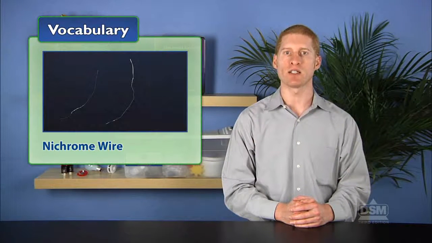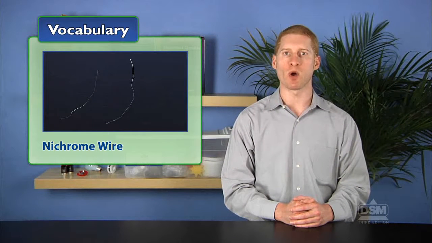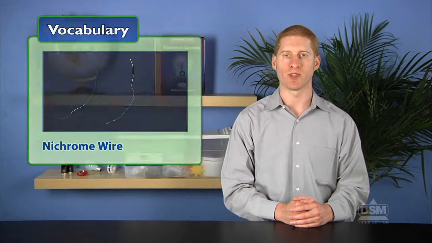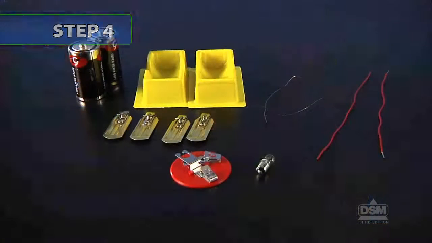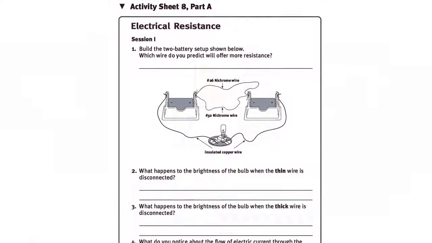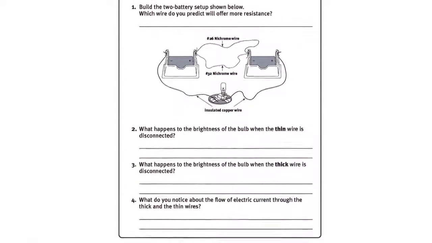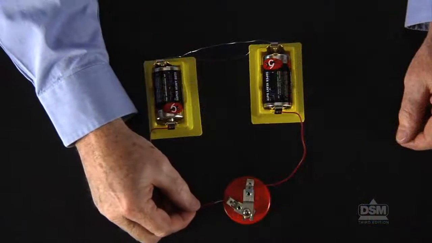Explain that nichrome wire is a special type of wire made of nickel and chromium that is used in many small kitchen appliances. Next, distribute the materials to each team and a copy of Activity Sheet 8, Part A, to each student. Allow students time to inspect the 2 pieces of nichrome wire. Then, instruct students to construct their tester. Make sure that they connect the 2 nichrome wires between the batteries and use the copper wires to connect the bulb holder with a number 41 bulb to the batteries.